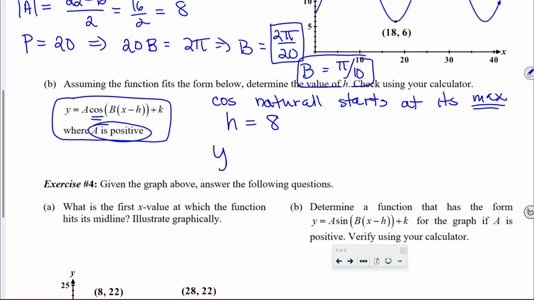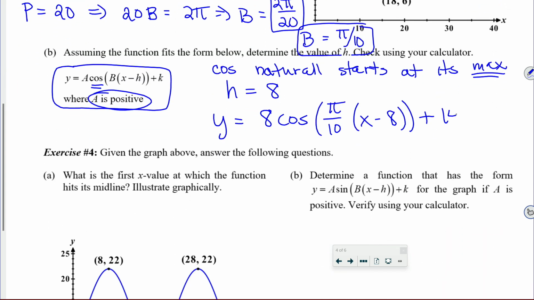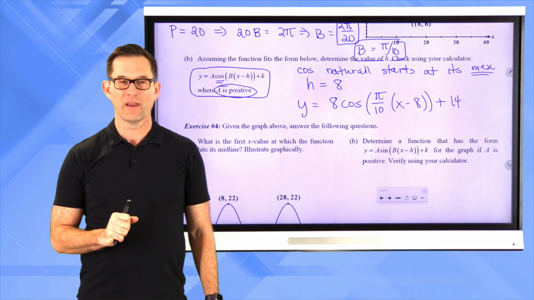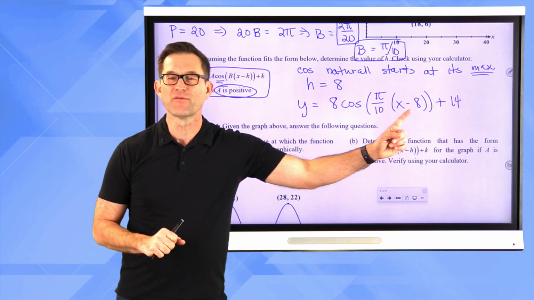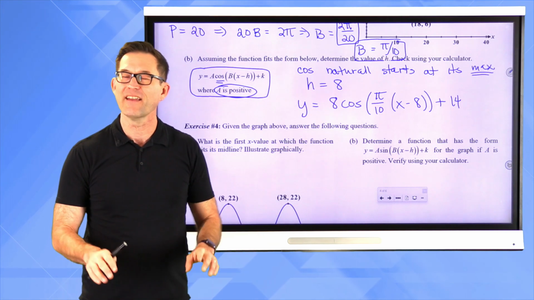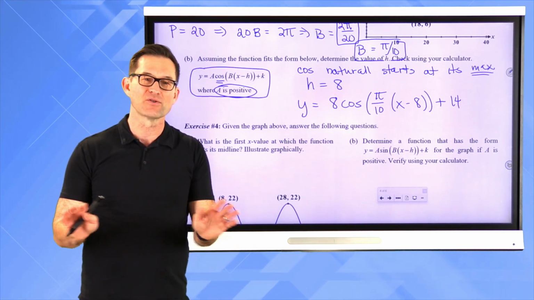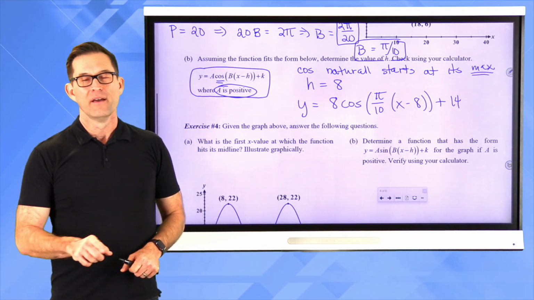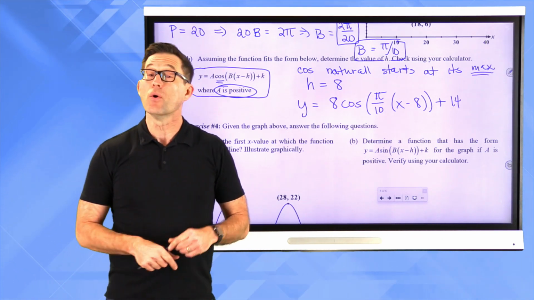In other words, my final equation is going to be y equals, oh great, we're going to have two 8's in here: 8 times the cosine of pi over 10 times (x minus 8), plus, what was my k? 14. And again, my apologies for the two 8's. I'm now kind of annoyed at myself for that. This horizontal shift being 8 and this amplitude being 8 have absolutely zero, zilch, nada to do with each other. Bad, Kirk, bad. Anyway, so there we go.